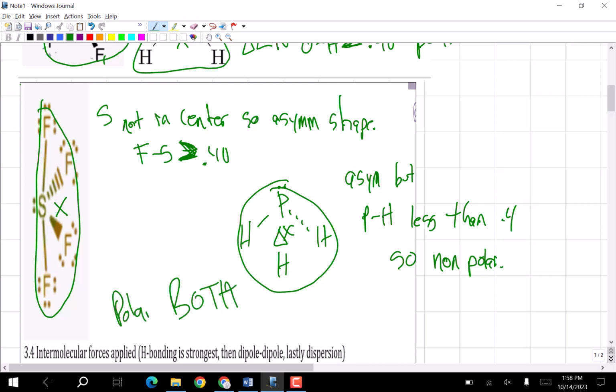Polar equals both asymmetrical and change. Delta EN means changed electronegativity of 0.40 or more.